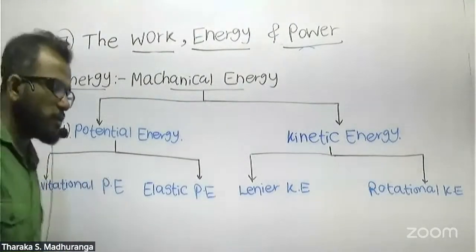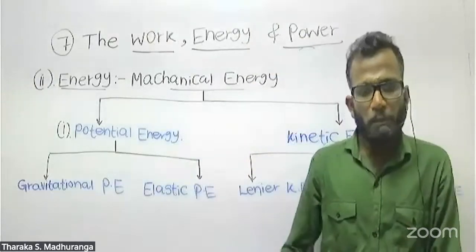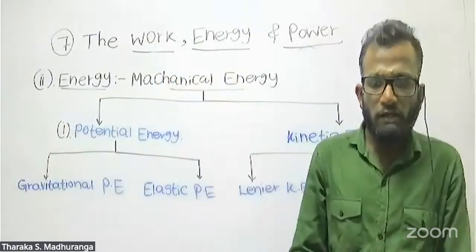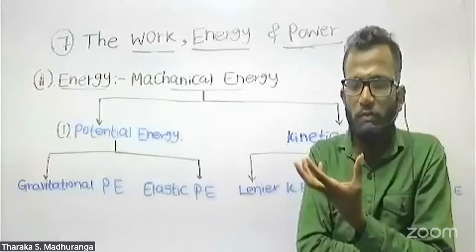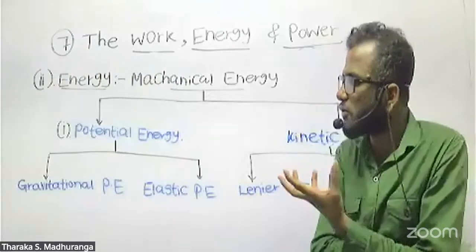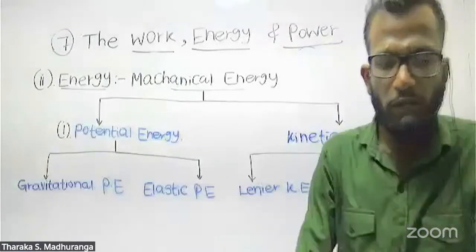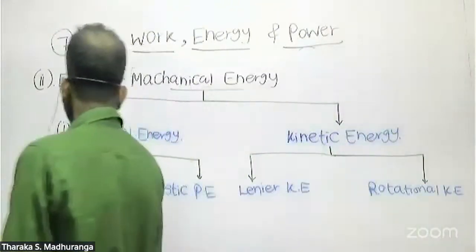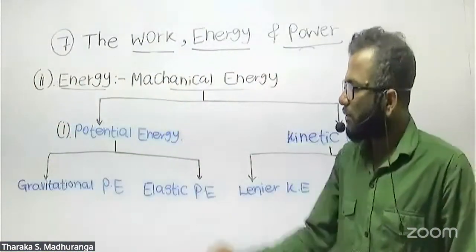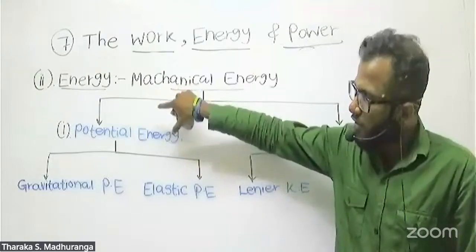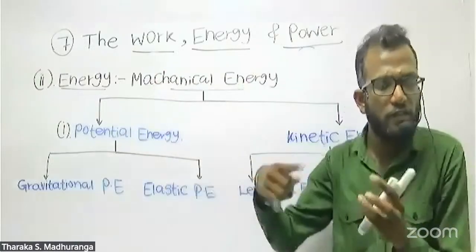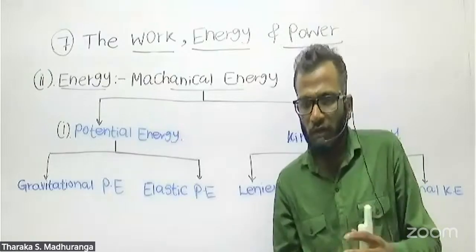Okay, write down the potential energy. What is the meaning of potential energy? The potential energy means simply the energy stored in an object, the energy available in the object because of the position of this object. Due to position, that is the potential energy. That's the basic definition for potential energy. We'll see how it changes when it comes to gravitational potential energy and elastic potential energy.